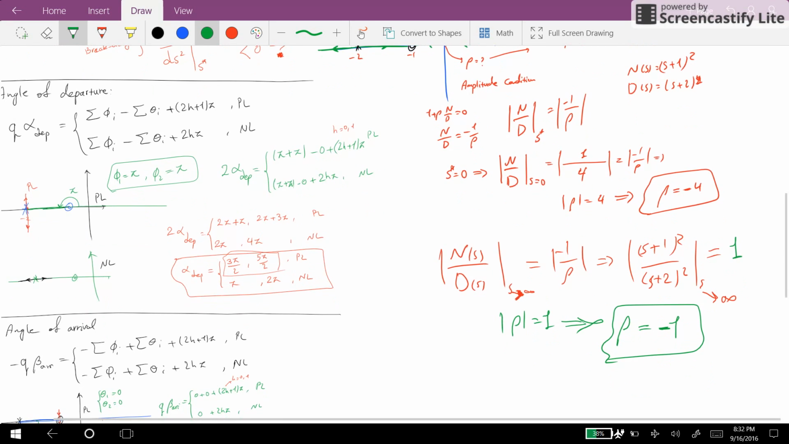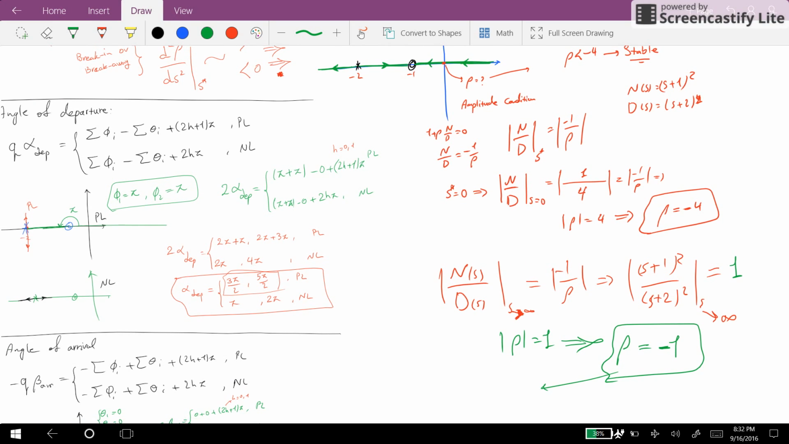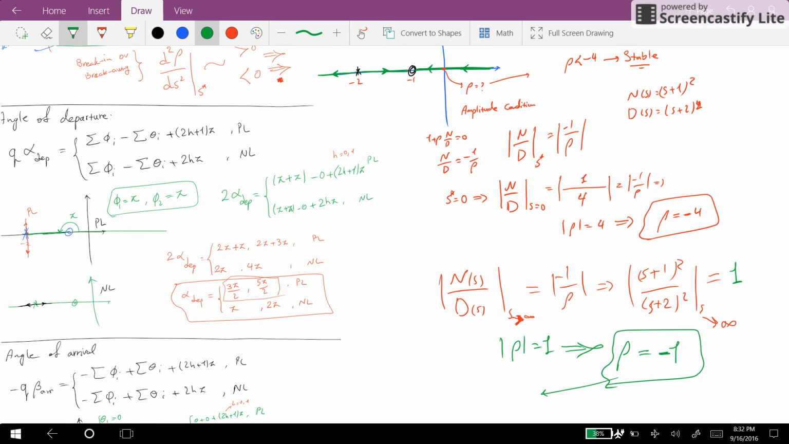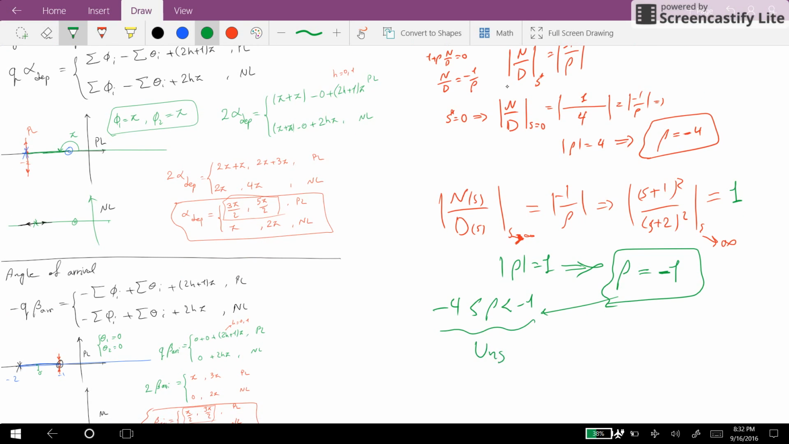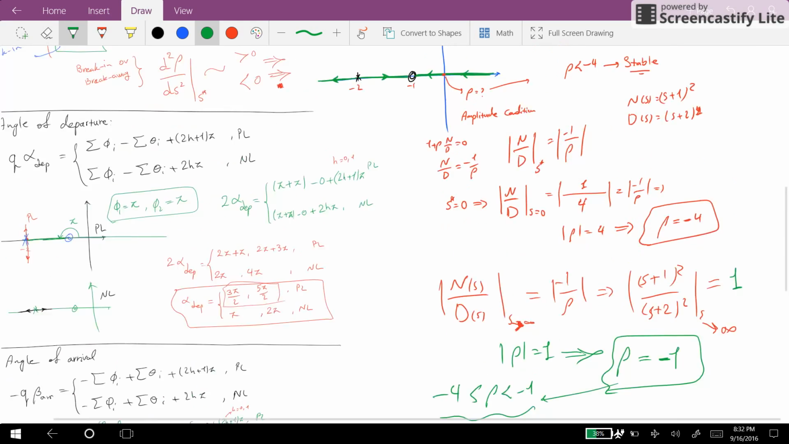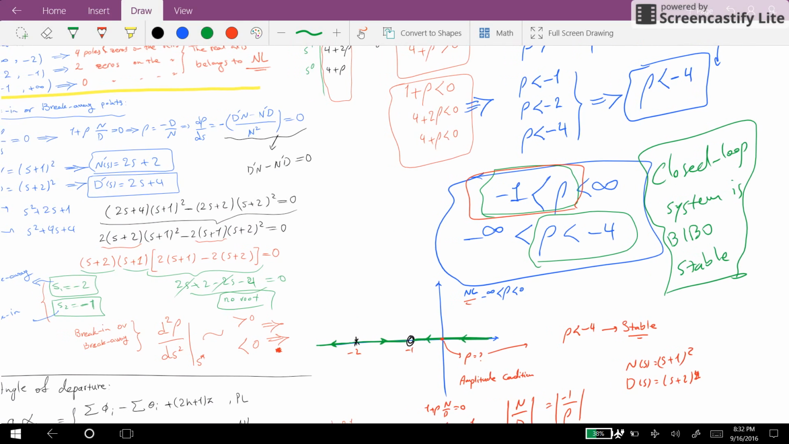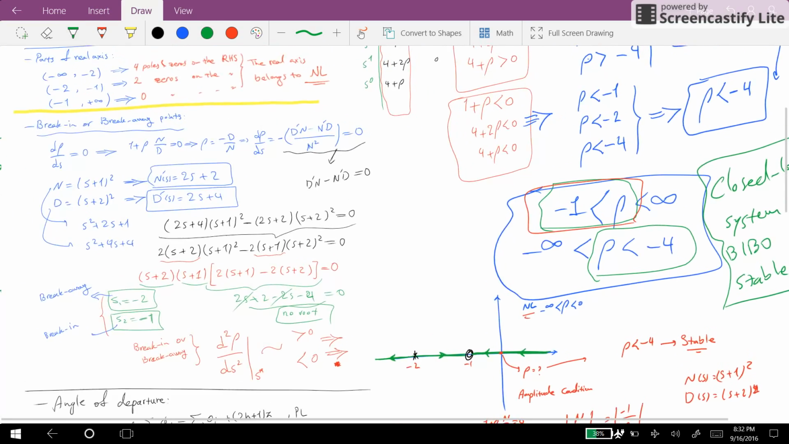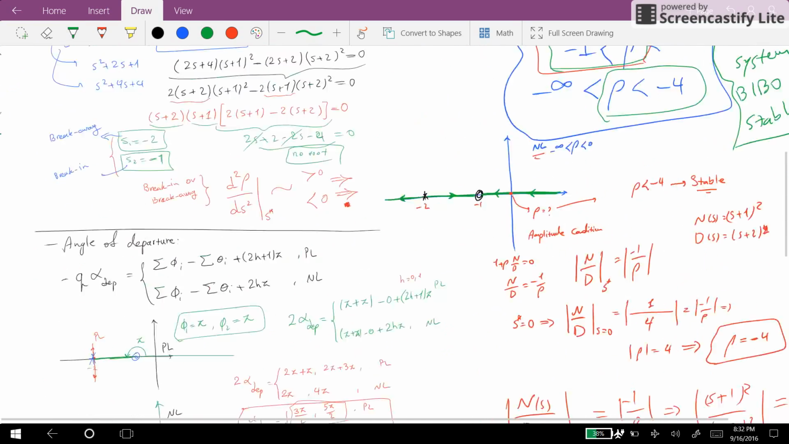And from here we can say that if the value of rho is smaller than minus 1, and at the same time bigger than minus 4, the system will become unstable. And that's what we already have obtained here. So the system is stable only for these values: rho bigger than minus 1 and rho smaller than minus 4. Okay, so that's all in terms of the calculations.